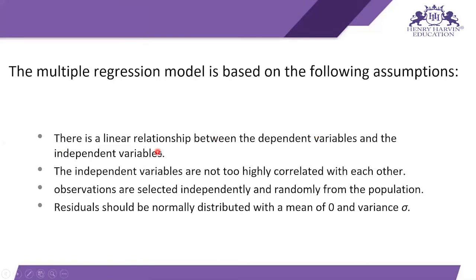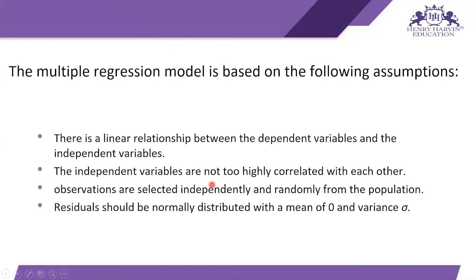There is a linear relationship between the dependent variables and the independent variables. So basically, we just assume these things while we are considering multiple linear regression, that there is a linear relationship, not like a polynomial, not like an exponential.